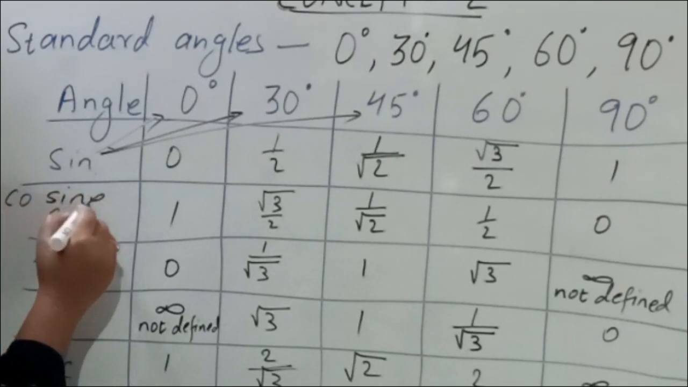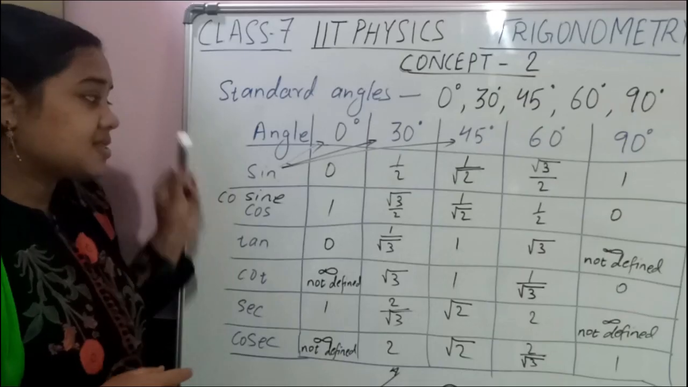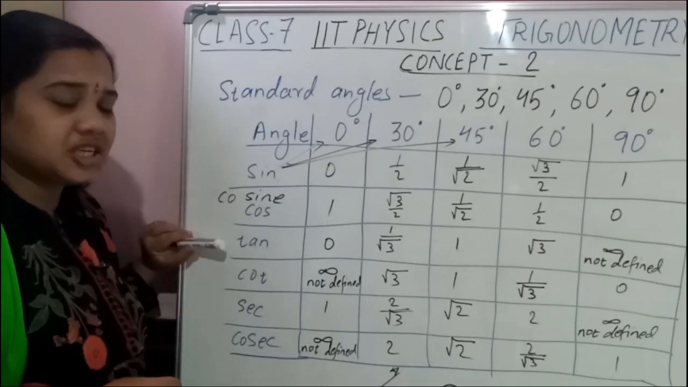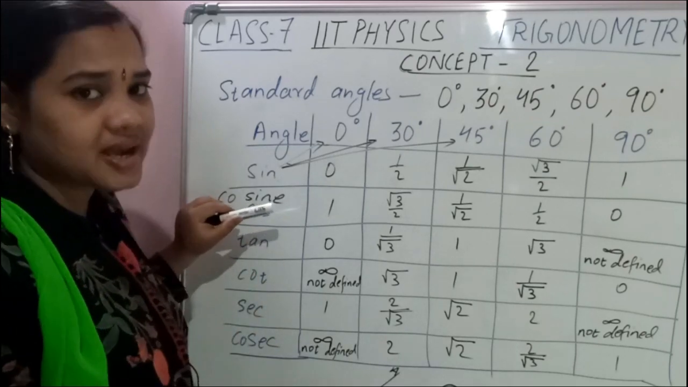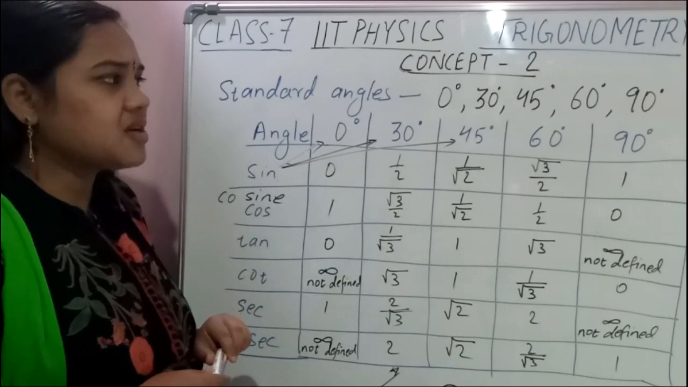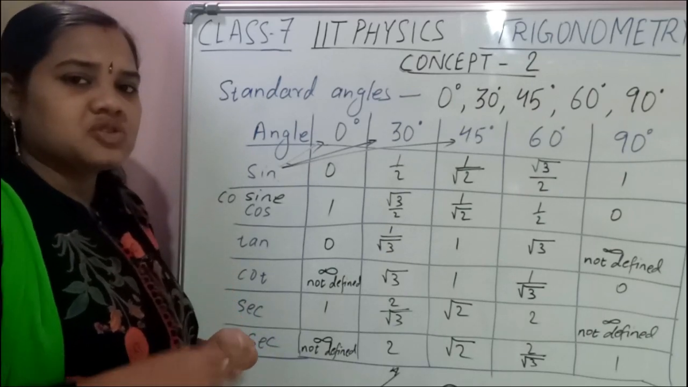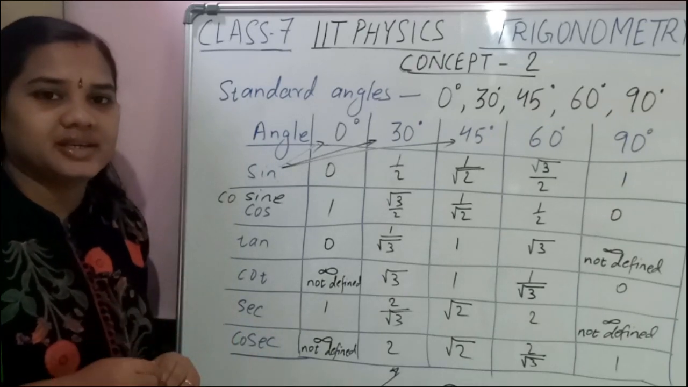Cosine. What is cos? Cos is a short name, you know now already. Sine, cosine, tangent. Okay, so cosine means complementary of sine. So you will say, what is complementary? Two angles are said to be complementary if their sum is 90 degrees.